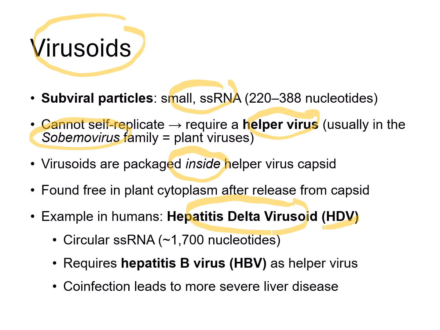HDV is a circular RNA virusoid that requires the hepatitis B virus as its helper. And when patients are co-infected with both the hepatitis B virus and the hepatitis delta virusoid that's packaged within the hep B virus, it causes a more severe liver disease.